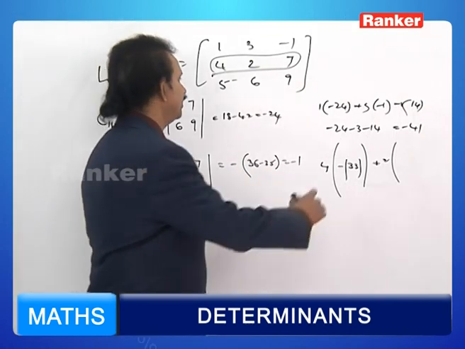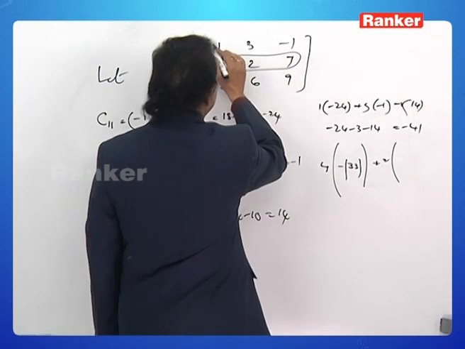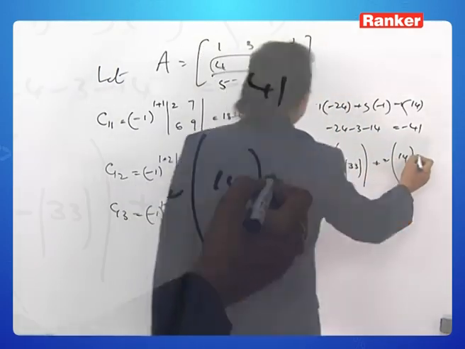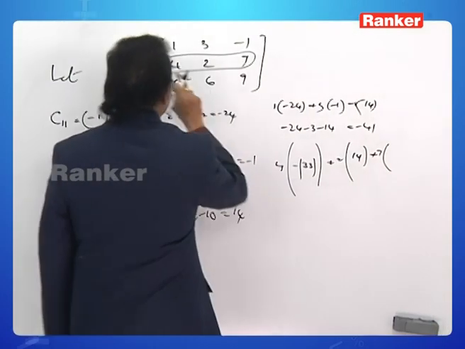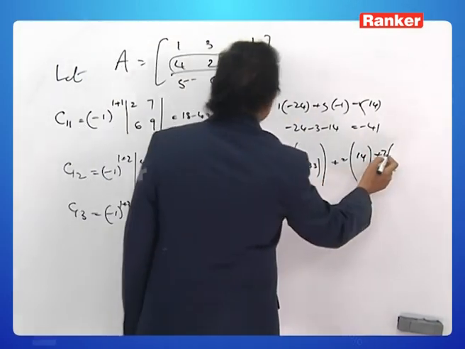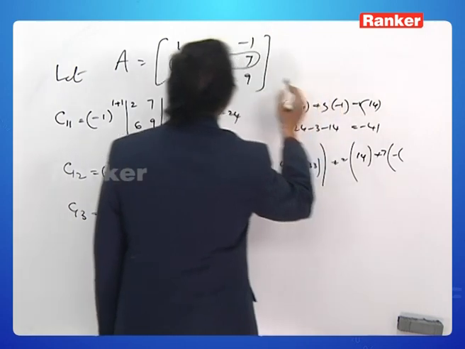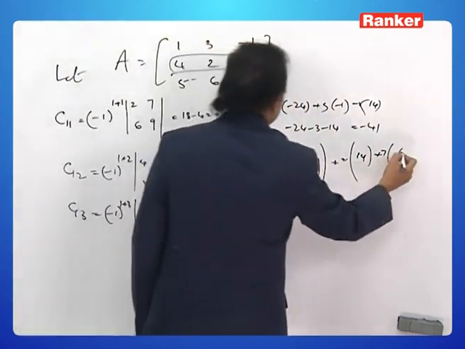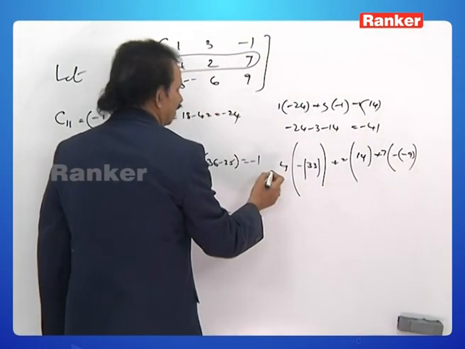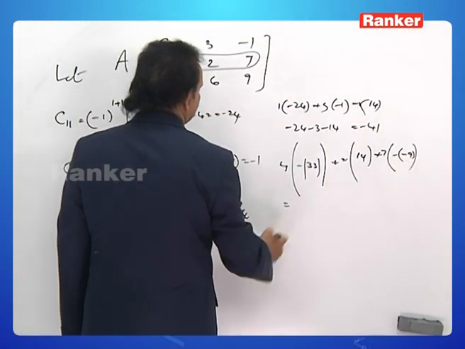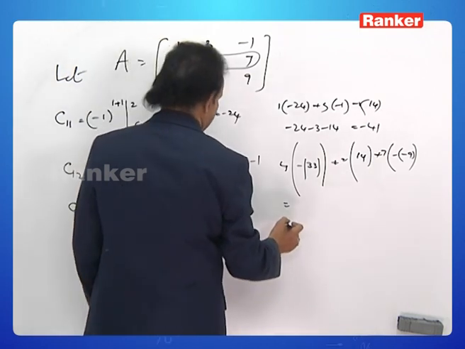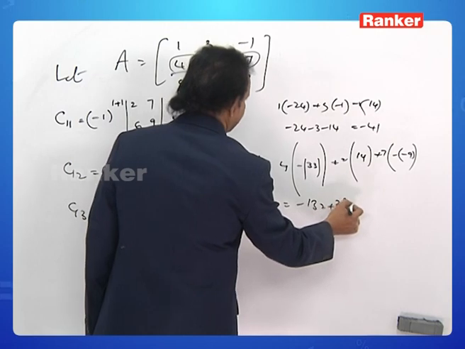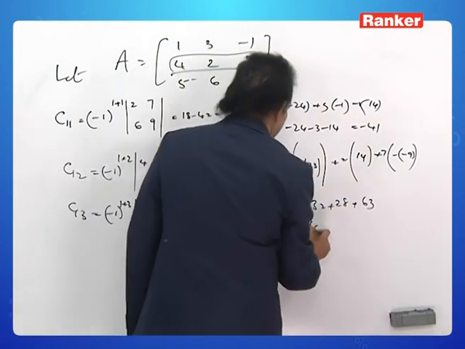So plus, minus, plus, minus, plus, minus, and so on. Okay, right, plus 2 into second row, second column. We deleted, 9 plus 5, 14. Plus 7 into the cofactor, the sign is minus, plus, minus. Delete the second row, third column: 6 minus 15, minus 9. 4 into 33 is 4 thirties are 120 plus 12 is 132, plus 28, plus 63. Like that you can proceed.